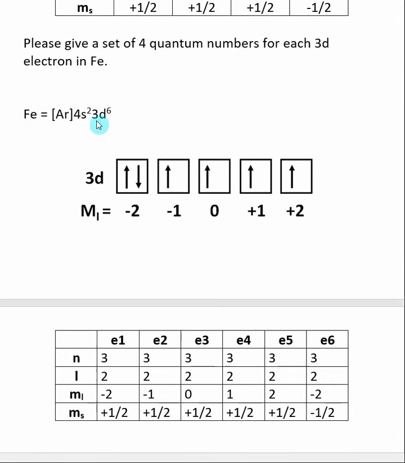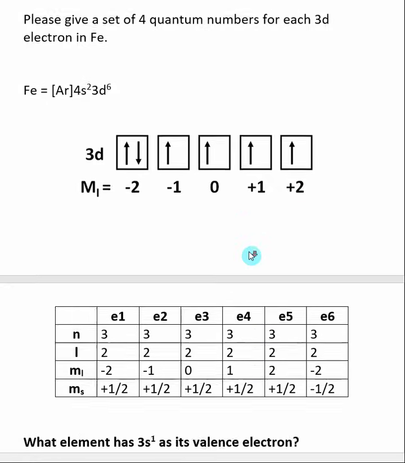So here's the electron configuration of iron. And even though there's a lot of electrons in there, we are specifically asking about the 3d electrons. And remember, we have 6 of those 3d electrons, or 6 electrons on our 3d subshell. When we're dealing with a d subshell, we actually have 5 possible m sub L values, so it goes from minus 2 to plus 2. And now we're going to put 6 electrons into those 5 m sub L values.